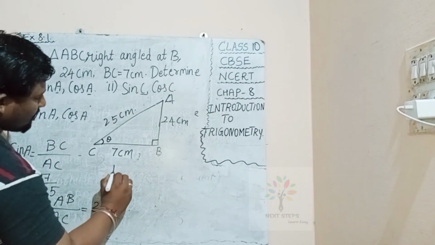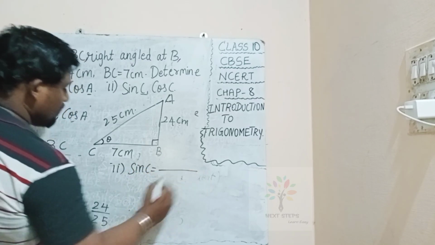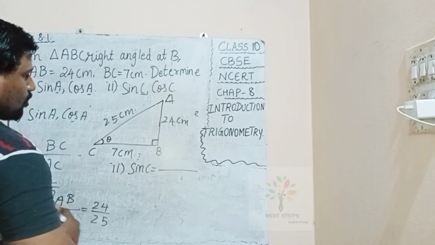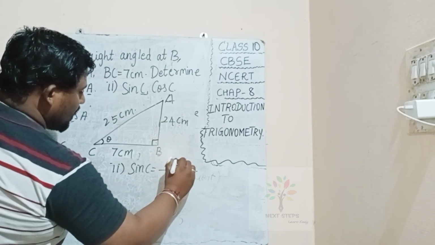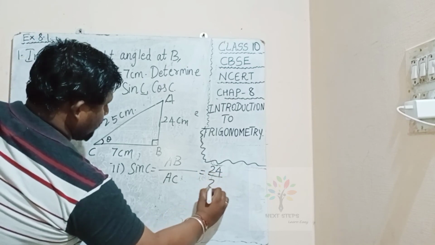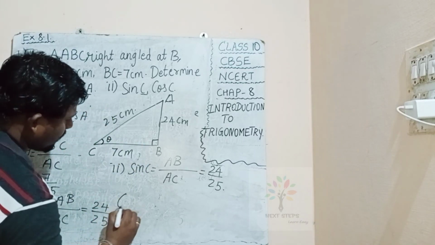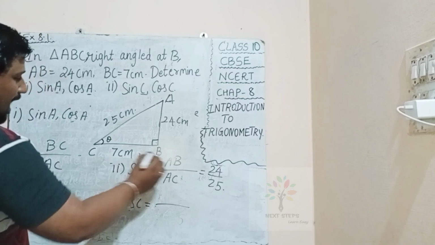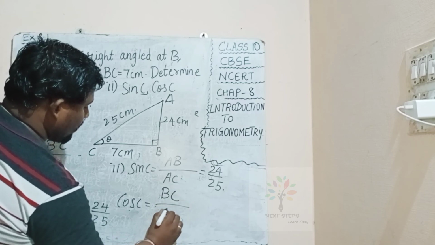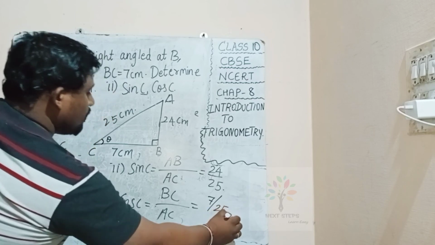Now in my second subdivision, what am I supposed to find? I have to find sin C. What is the formula for sin C? The formula for sin C is the opposite side divided by the hypotenuse. What is the opposite here? AB divided by AC, so I get 24 divided by 25. Now I have to write the value of cos C. Cos C is equal to adjacent divided by hypotenuse. My adjacent side is BC and the hypotenuse is AC, so the value is 7 divided by 25. That's it.